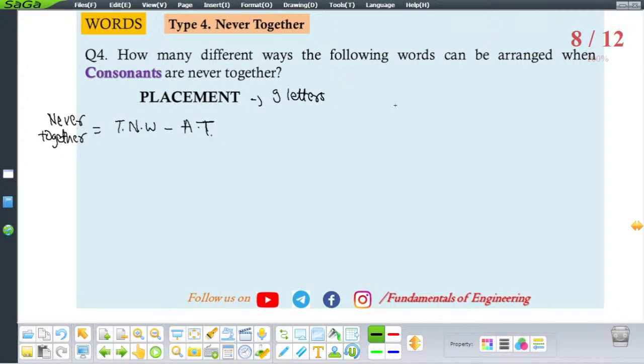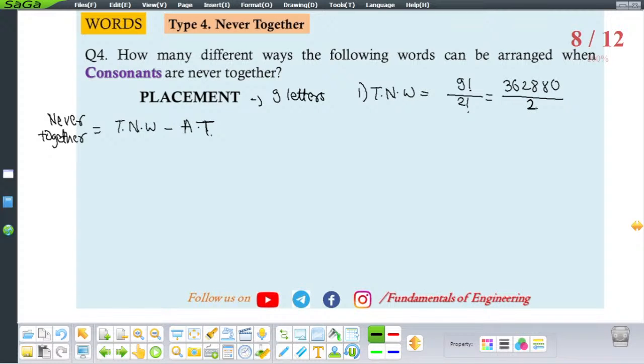So first, total number of ways. Count the number of letters. There are 9, so 9 factorial. Is there any repeated letters? Yes, there are repeated letters. Which one? E is repeated twice. Only E is repeated twice. So 2 factorial. So 9 factorial value we know. How much? 362880 divided by the 2.